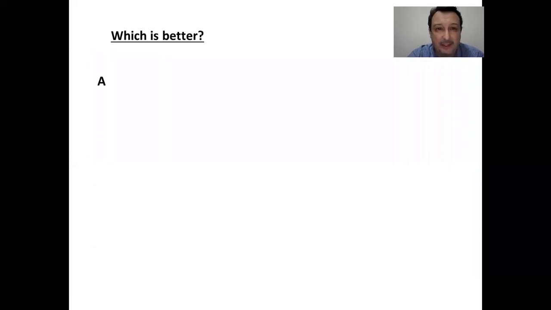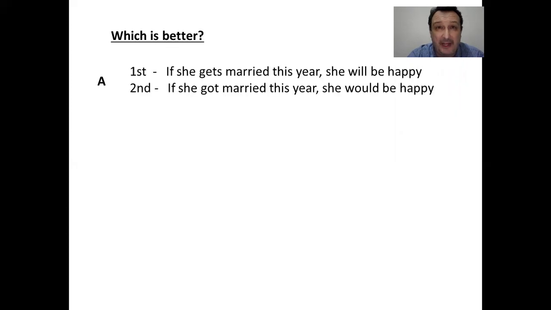Which is better? Well, again, the first or second conditional maybe depends on the situation, depends on what you want to say. For example, if she gets married this year, she will be happy. If she got married this year, she would be happy. The first one's okay for me. If she gets married this year, I think there's a high probability of her getting married this year. If she got married this year, she would be happy, but I think the chances of her getting married this year are very low. Maybe in this case, she doesn't even have a boyfriend.